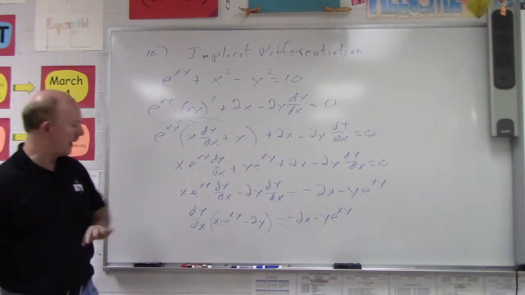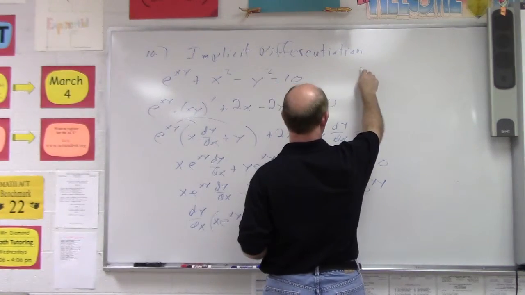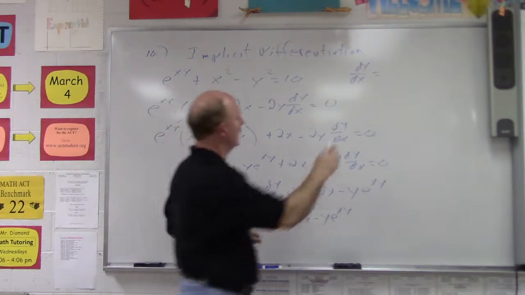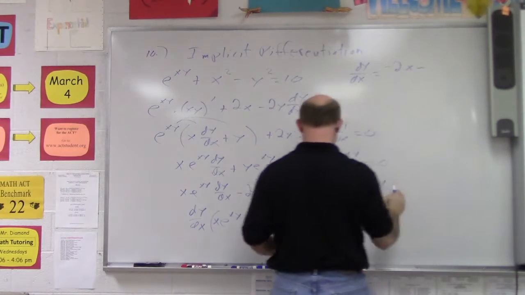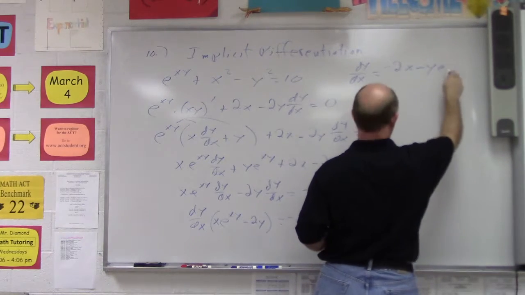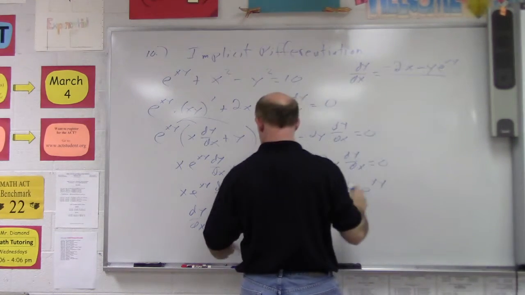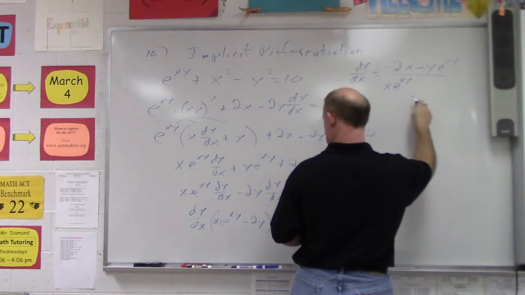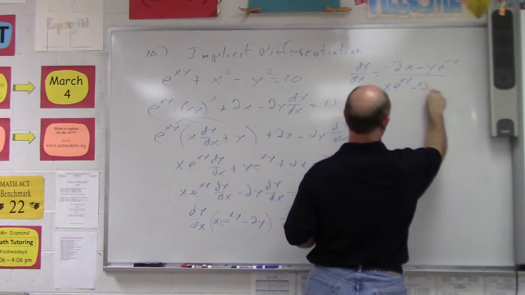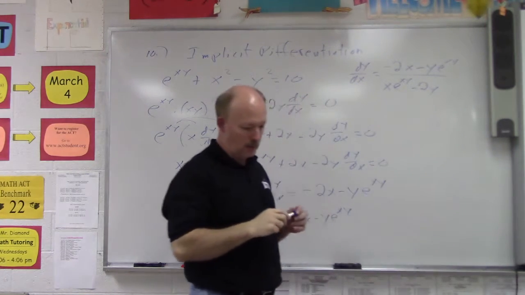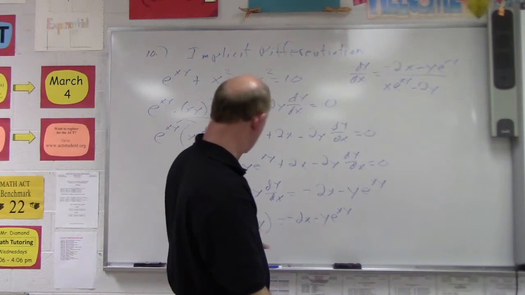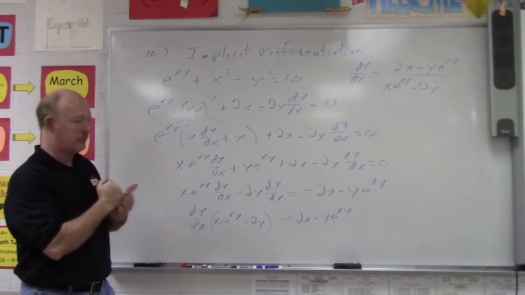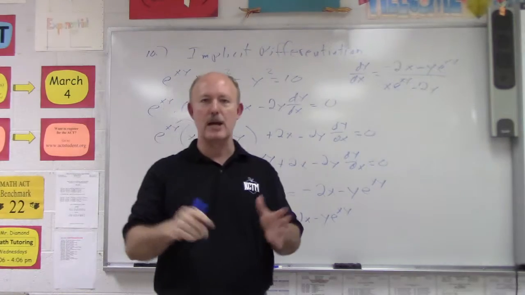Now, dividing both sides, we have for our final answer, we bring our final answer up here. Dy over dx is equal to this divided by this now. So we have negative 2x minus y e to the xy divided by x e to the xy minus 2y. So minus 2y. Let me just double check my answer now, make sure that's what I got earlier. So negative 2x. We are good. So that's a pretty good differential or implicit differentiation problem.